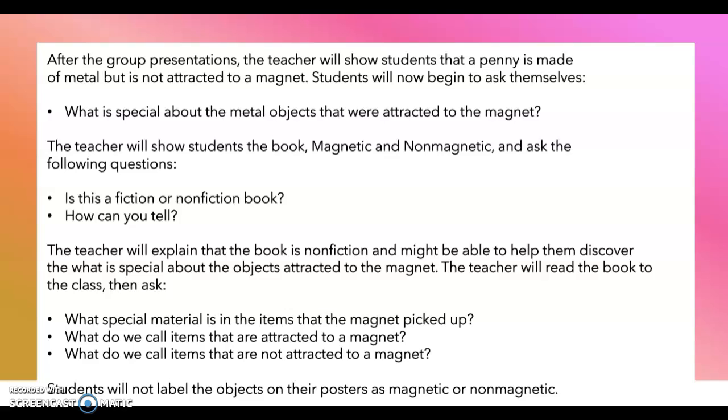After reading the book, the teacher will ask the students what special material is in the items that the magnet picked up. What do we call the items that are attracted to a magnet? What do we call items that are not attracted to the magnet? Next, students will finally label the objects on their posters as magnetic or non-magnetic.